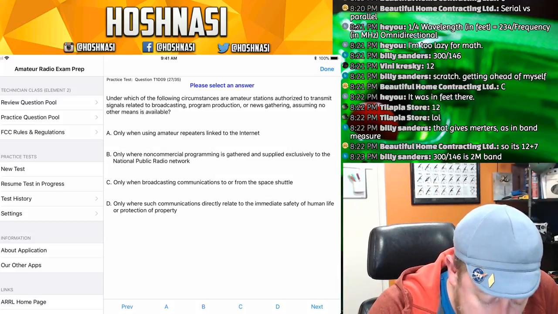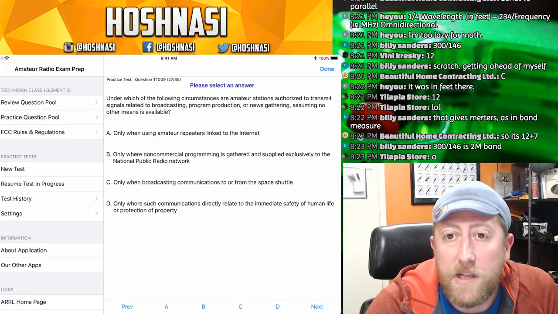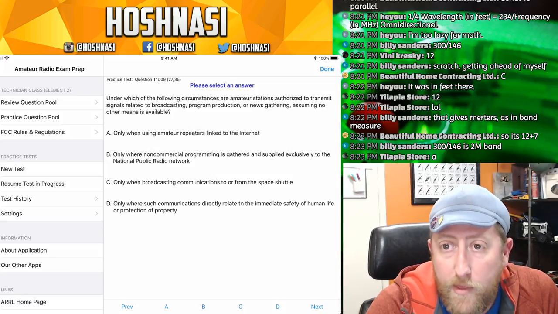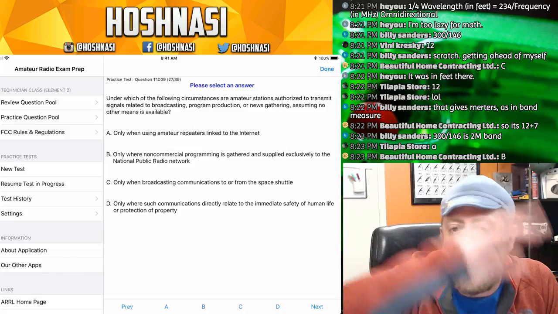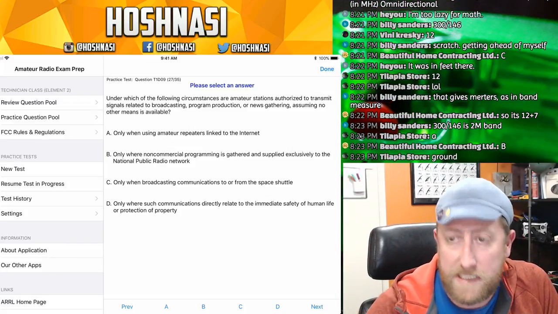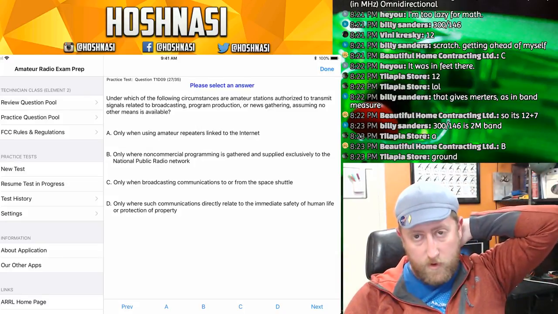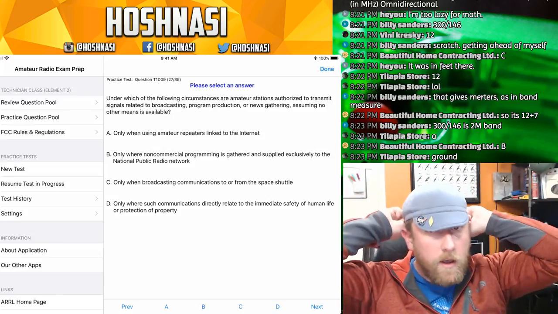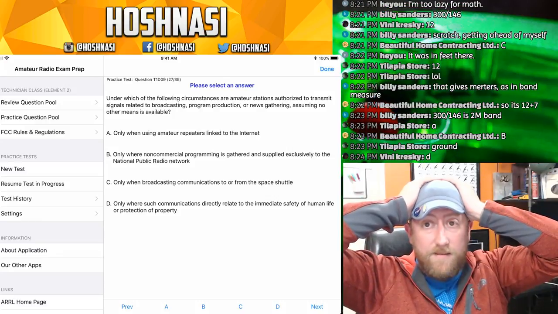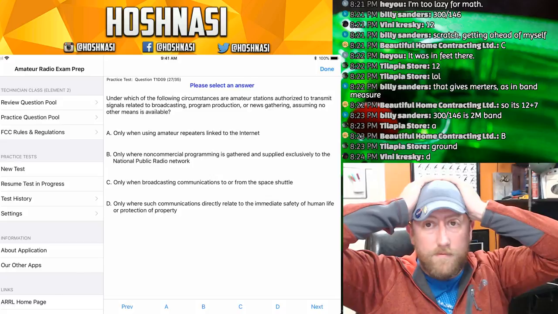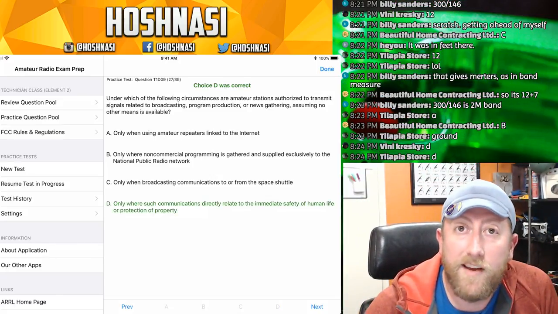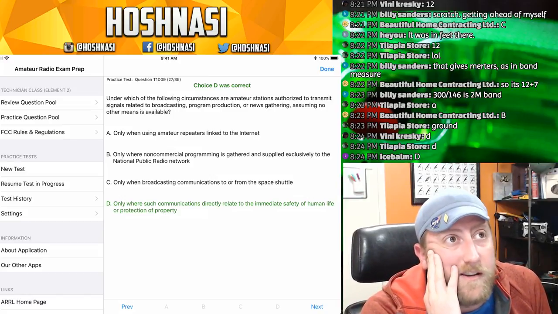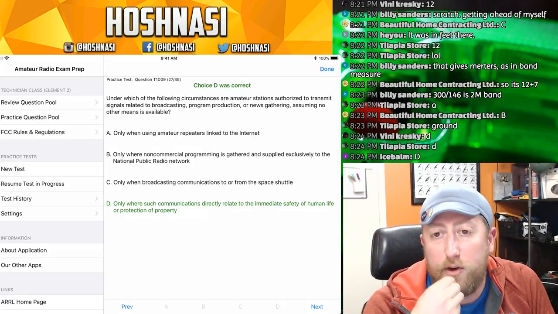Under which of the following circumstances are amateur stations authorized to transmit signals related to broadcasting, program production, or news gathering, assuming no other means available? So, this is such a cool answer. It's always space-y, blah, blah, blah. It's space shuttle. You can only rebroadcast or transmit when there's unrelated space shuttle-y business going on. But the space shuttle, I guess they should make that say the satellite? Oh, no, it's D, because there's no shuttle. But there is one that has to do with music, as long as it's incidental in nature, having to do with the space station. But as always, D trumps all. Safety of human life or protection of property. D.